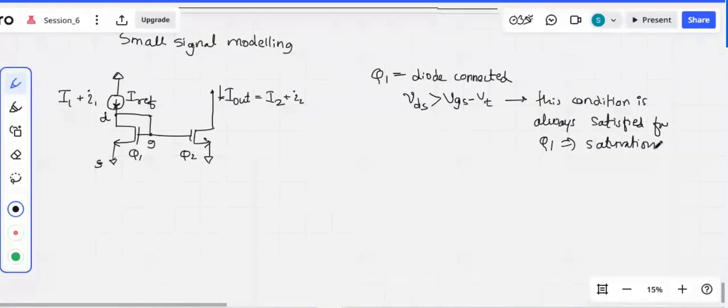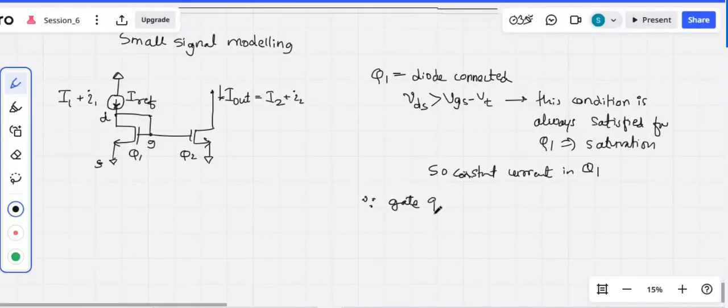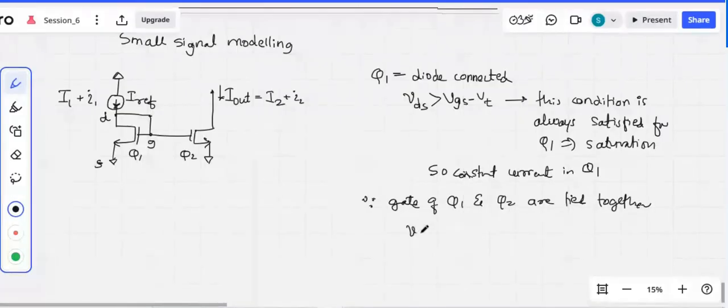Now, because it is always in the saturation region, what does that in turn mean? That also means that it is going to have a constant current in Q1. And because the gates of Q1 and Q2 are tied together, VGS2 is equal to VGS1, and because Q1 is already in saturation, and VGS1 and VGS2 are the same, whatever condition applies for Q1, the same condition will be applicable for Q2.